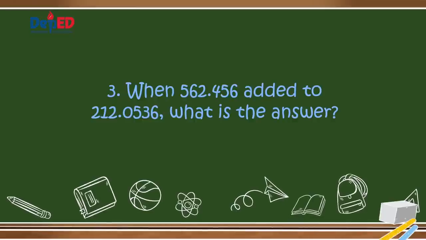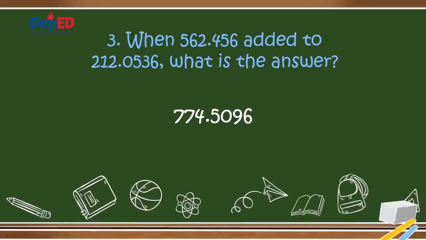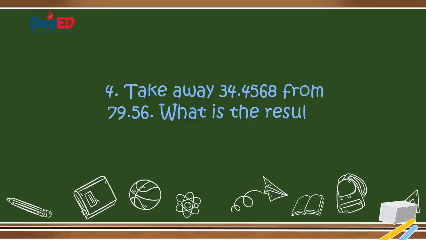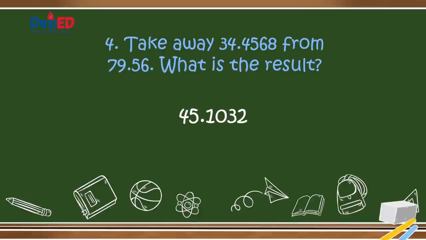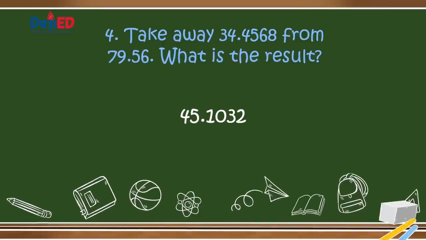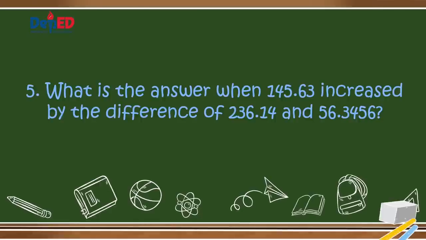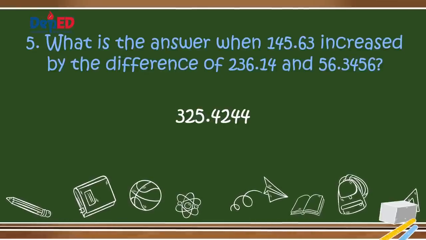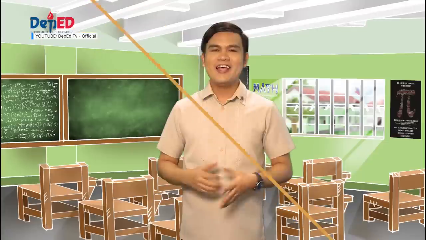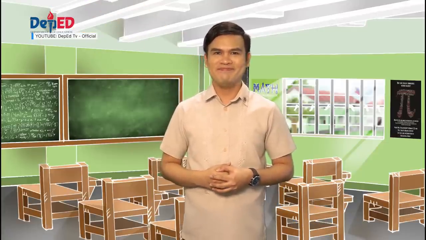Number 3. The answer is 774 and 5,096 ten thousandths. Number 4. The result is 45 and 1,032 ten thousandths. Number 5. The answer is 325 and 4,244 ten thousandths. Now, how many of you got a score of 4 or 5?